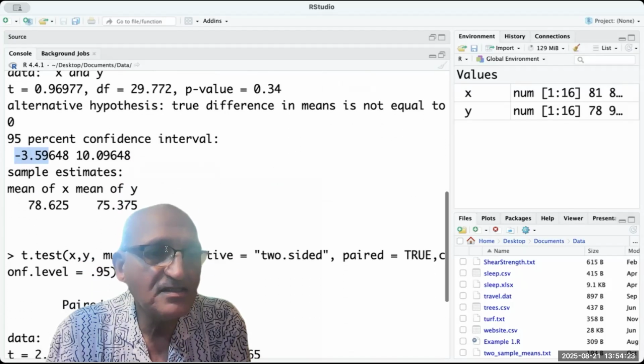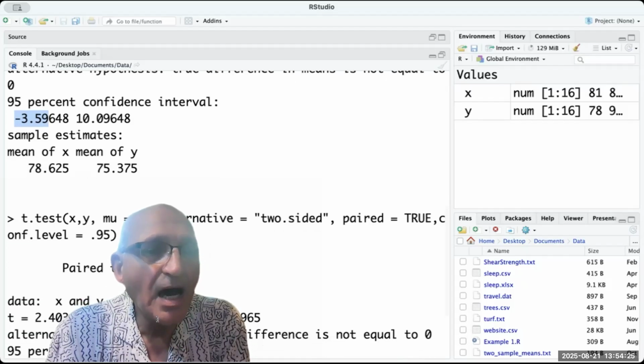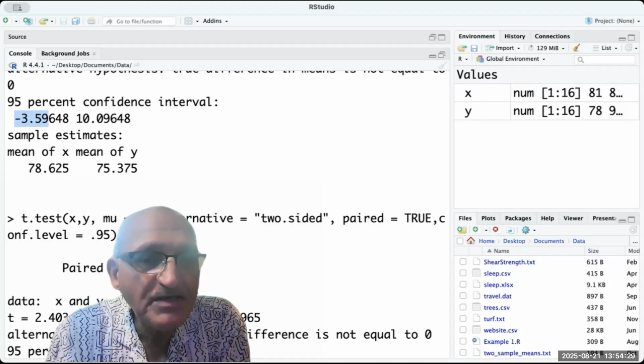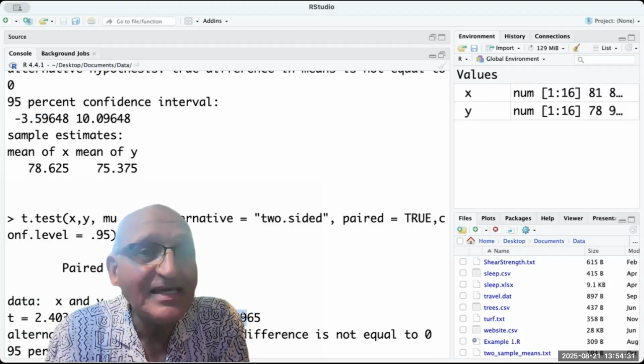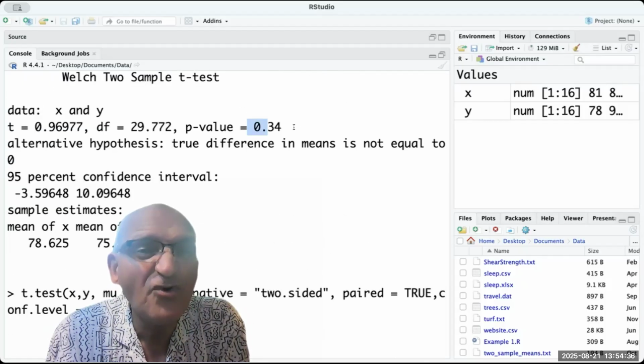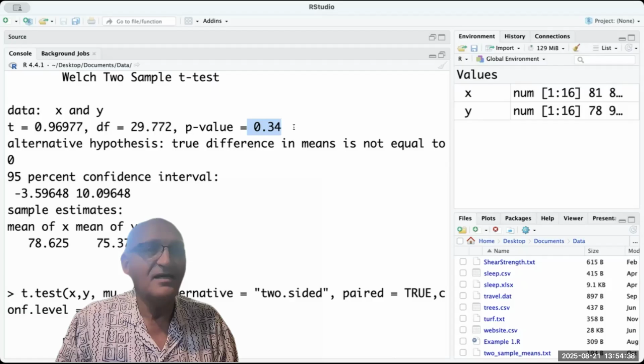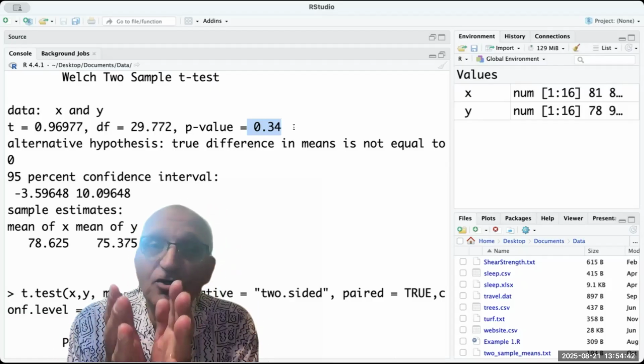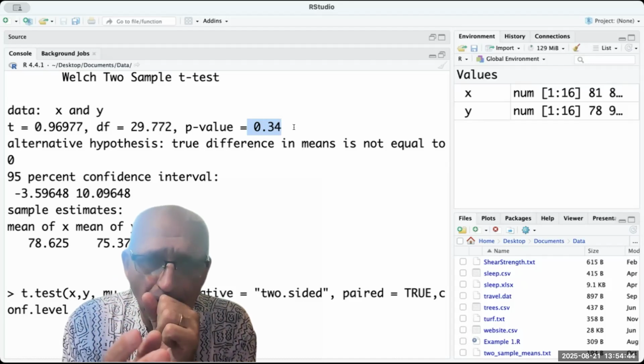Now, what is it here? I reject the claim that they are equal. You see the p-value is 0.03, less than 0.05. Here it was 0.34. It couldn't detect that. Do you see how powerful the paired t-test is now? But you cannot always use it.